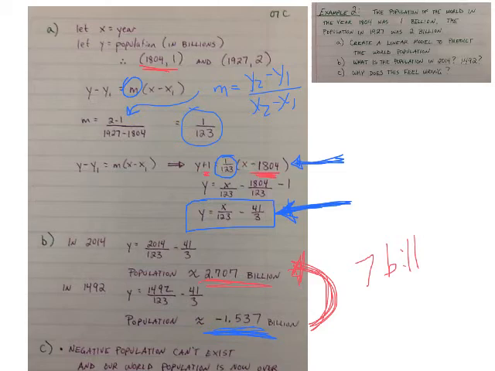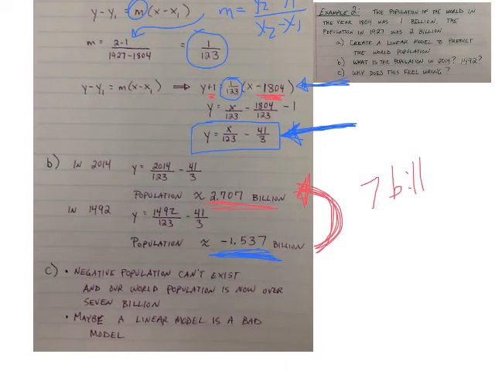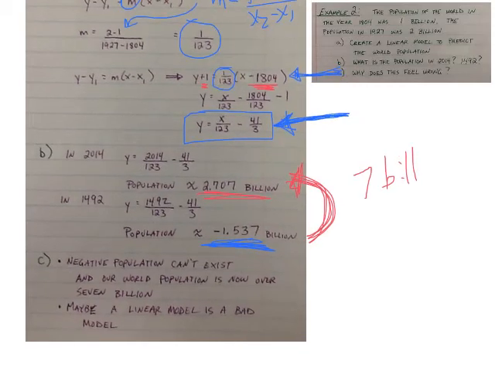What's going on? 1492, Columbus sailed the ocean blue, so we know that the population of the world was at least 1, and I'm sure he had lots of people on his boat. So the model is obviously broken. Negative population can't exist, and our world population is over 7 billion. So maybe, just maybe, a linear model was a bad idea on this problem.